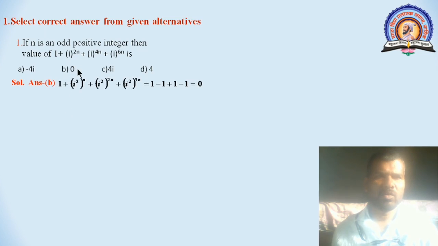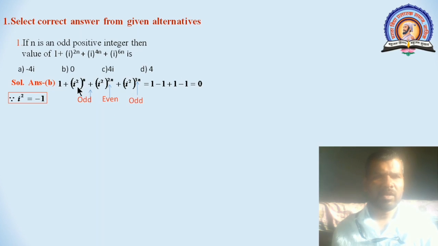i^(2n) can be written as (i squared) raised to n, i^(4n) can be written as (i squared) raised to 2n, and i^(6n) can be written as (i squared) raised to 3n. Now we know that the value of i squared is minus 1. A negative number to an even power is positive, and to an odd power is negative. Here n is an odd positive integer, so n is odd, 2n is even, and 3n is odd.